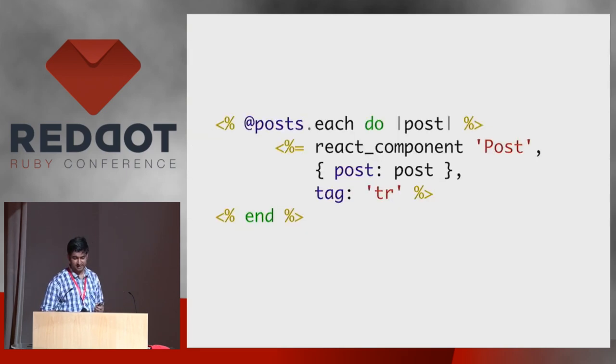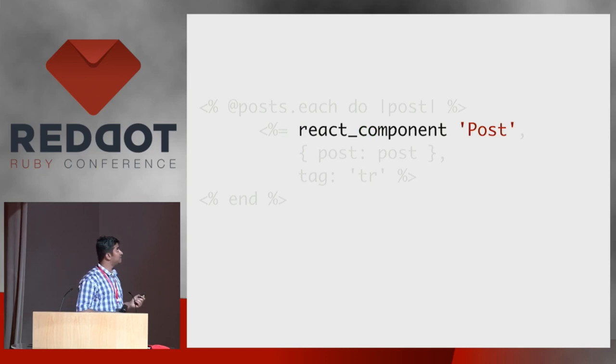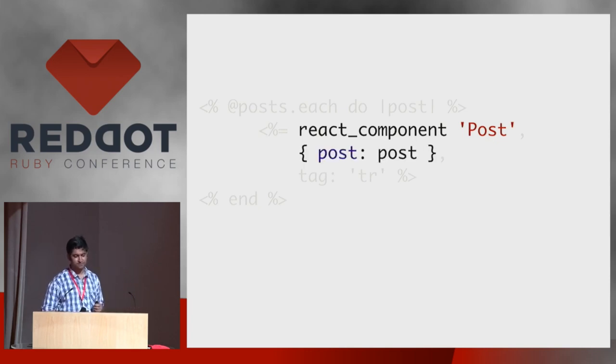And this is how it gets rendered. Now, if you want to use React for this, then we will remove the code for rendering tr and th, and we'll replace it with a call to a React component. React component is a helper method which is provided by the gem. The first argument is the name of your component. So here I want to render the post component. Then I can pass whatever props I want to pass.